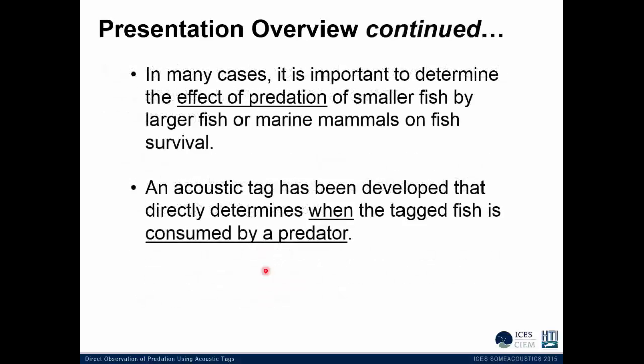In many cases, predation can have an important effect on the overall survival of smaller fish, in particular salmon smolts, and by larger fish, marine mammals. And an acoustic tag has been developed that directly determines when a tagged fish is consumed by a predator. And that is the subject of today's presentation.